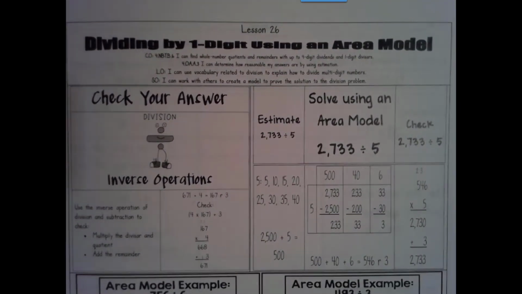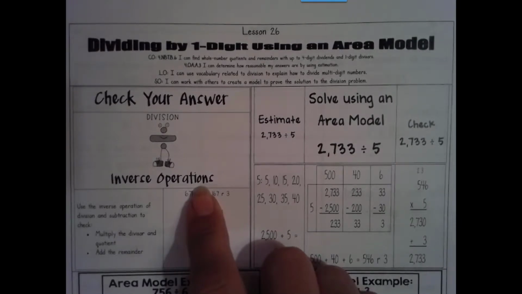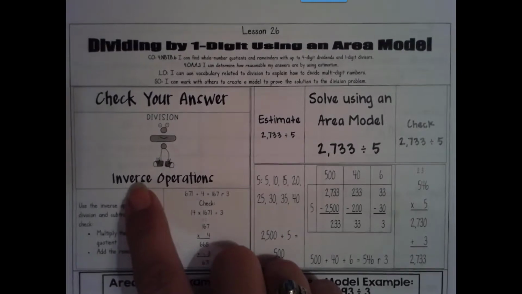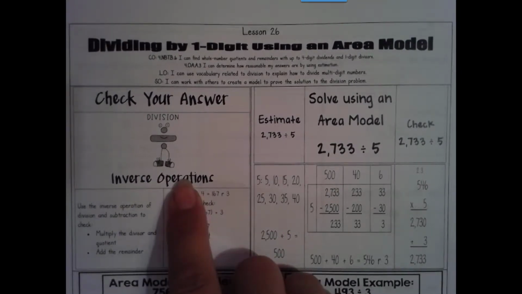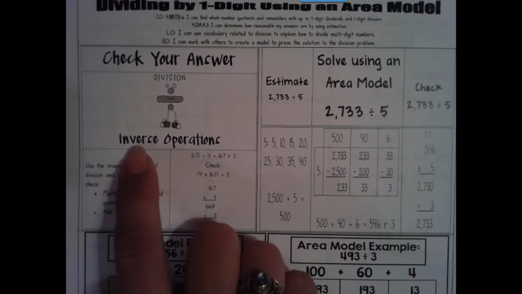Alright, so first, when you do division, we can check to see if your answers are correct or not. And we do that using our inverse operations. So the inverse means that it does the exact opposite job. The inverse of adding is subtracting. The inverse of subtracting is adding. The inverse of multiplying is dividing. The inverse of dividing is multiplying.